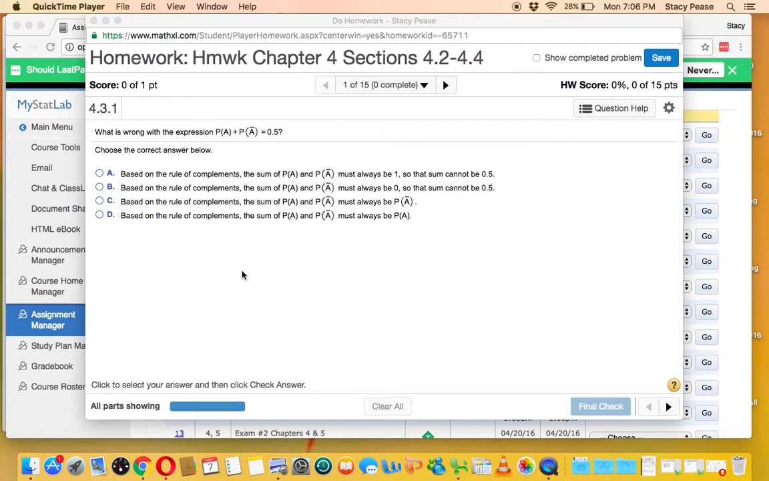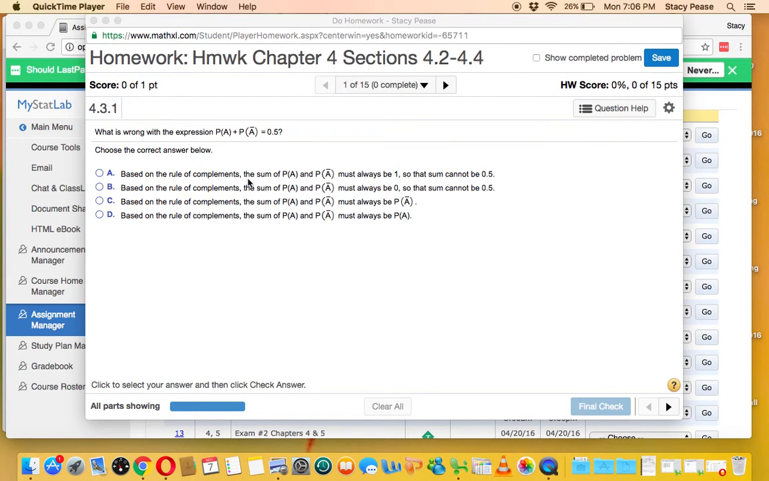And so basically you have two options. Either event A is going to happen or not A is going to happen. Based on that, by definition, that's all the possibilities there are, either A or not A. And so rather than adding to 0.5, like it says here, they must by definition add to 1, because together they represent 100% of the possible outcomes. Either A happens or not A happens. So let's look at our choices.